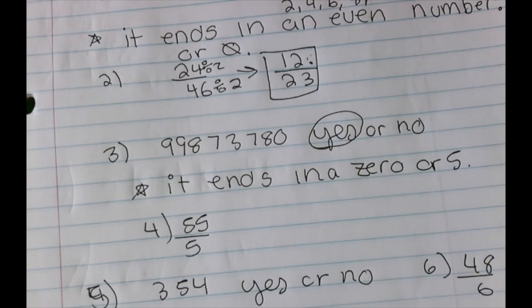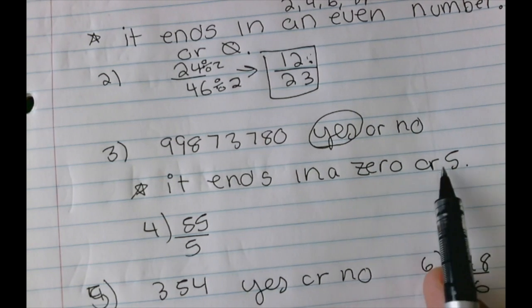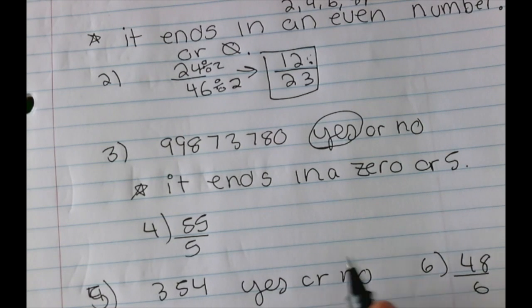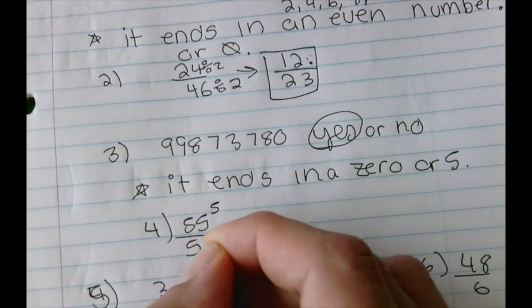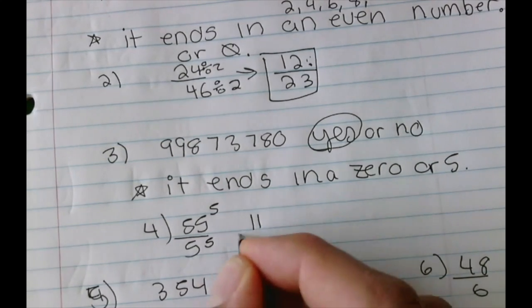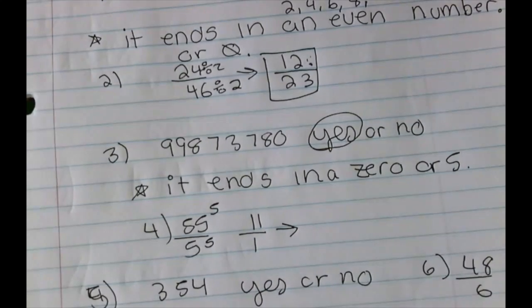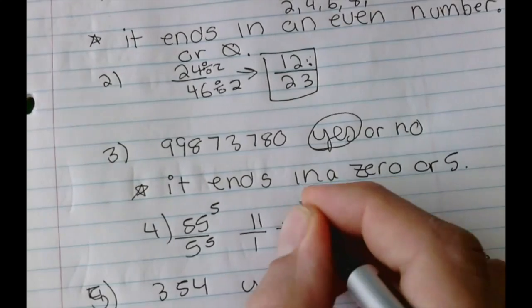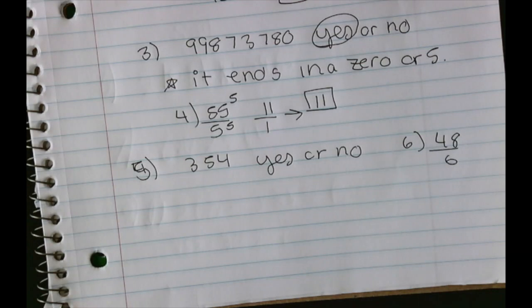Let's continue with number 4. 55 over 5. We're looking to see if it can be divisible by 5. If it ends in a 0 or 5, you can divide by 5. 55 divided by 5 is 11, and 5 divided by 5 is 1. 11 over 1 is the same thing as 11. Let's continue with number 5.